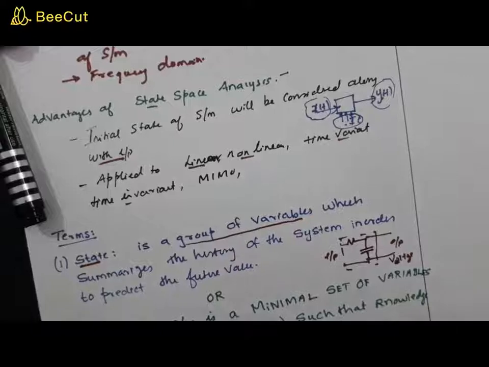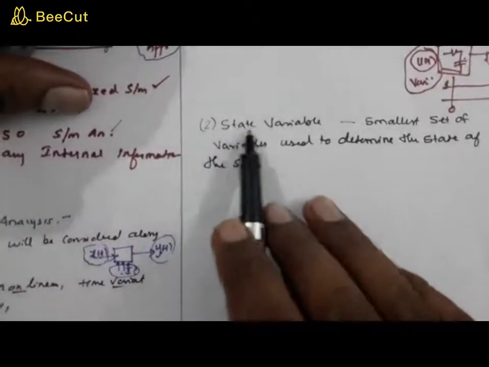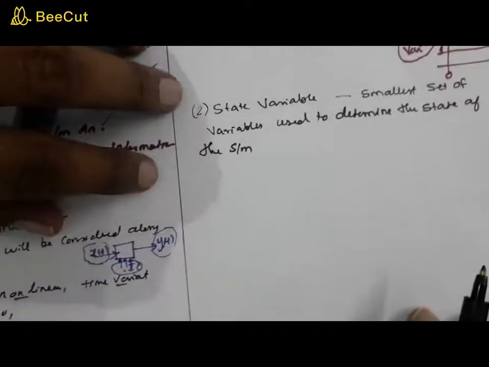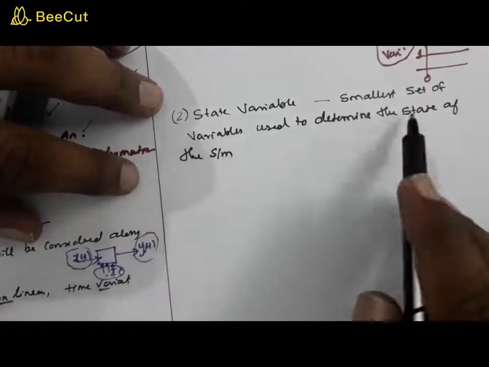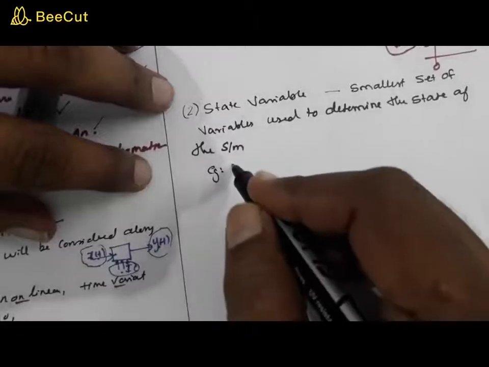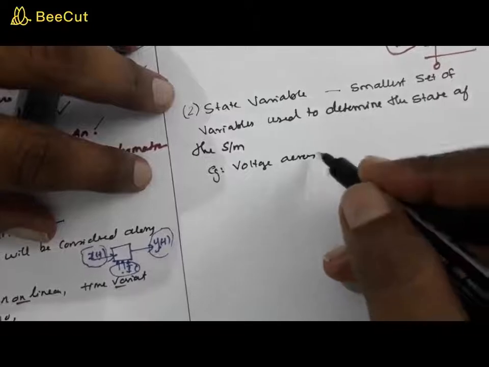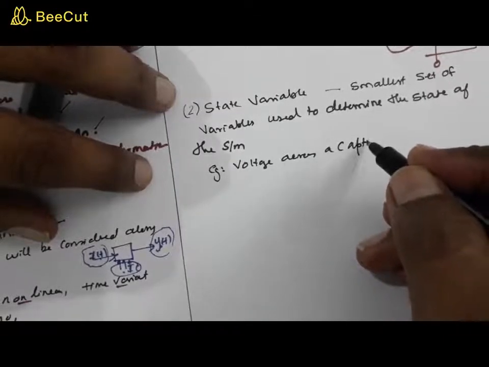Now let's move on to another term, which is the state variable. I have already given you an idea about state and state variable. The definition is, it is the smallest set of variables used to determine the state of the system. Say, for example, in the above example, we have seen the voltage across a capacitor. There can be an initial voltage across the capacitor.